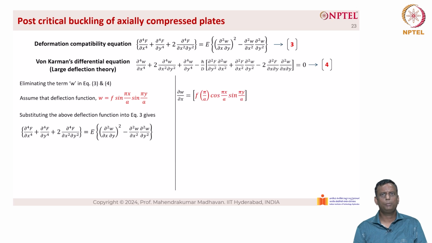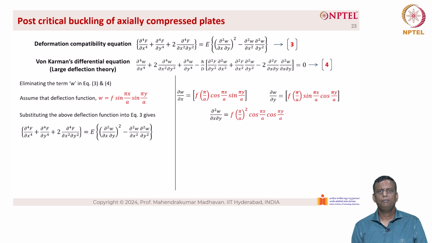So we have ∂w/∂x equal to f into π/a into cos(πx/a) into sin(πy/a), and ∂w/∂y equal to f into π/a into sin(πx/a) into cos(πy/a). So when we differentiate ∂w/∂x one more time, we have ∂²w/∂x², which is equal to f into (π/a)² into minus sin(πx/a) into sin(πy/a), and ∂²w/∂y² equal to f into (π/a)² into sin(πx/a) into minus sin(πy/a).